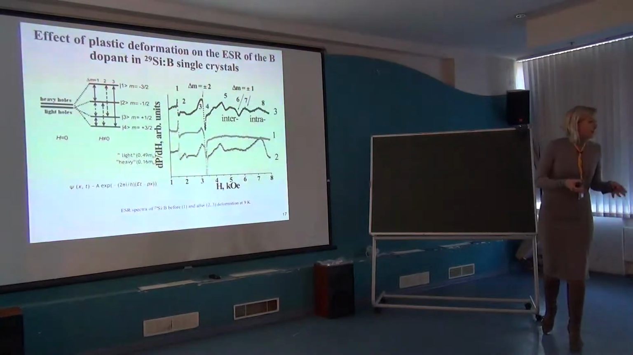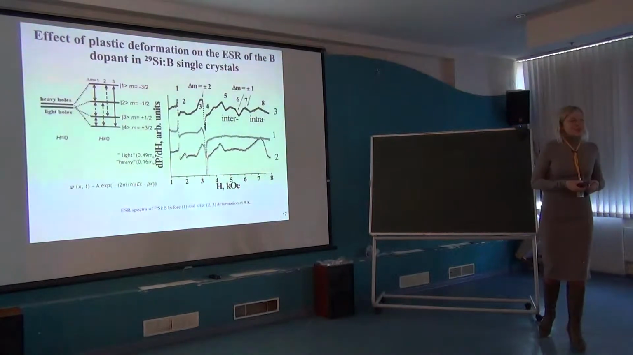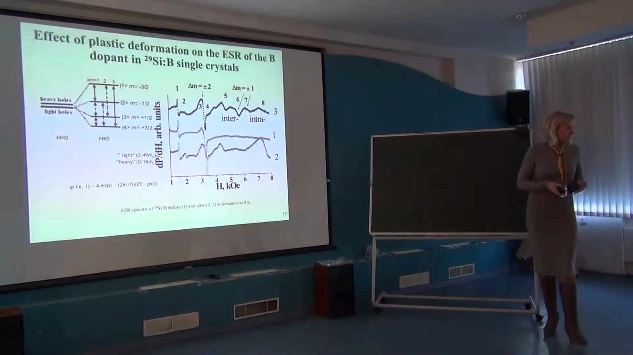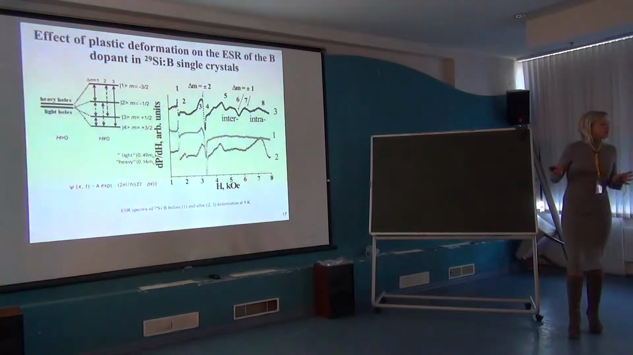So if this center is paramagnetic, we must see it by ESR. The ESR technique is used for monitoring this electron spin in their complexes. On the slide, you can see several spectra in a silicon crystal enriched with silicon-29, doped with boron. And you can see a lot of lines.